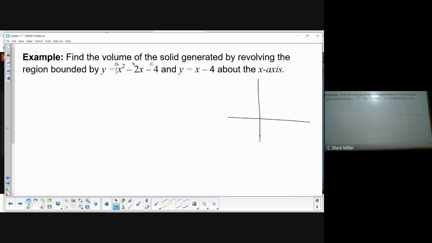One way to do this would be to find the x-intercepts. What would the x-intercepts be? That's where this equals 0. That does not factor conveniently.